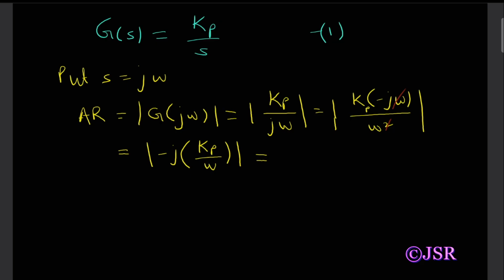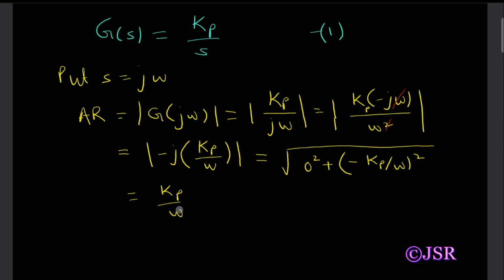So this will be equal to the square root of the real part squared plus the imaginary part squared. This will be 0 square plus minus Kp upon omega whole square. So the amplitude will be equal to Kp upon omega. This will be the amplitude ratio. So this is equation number 2.